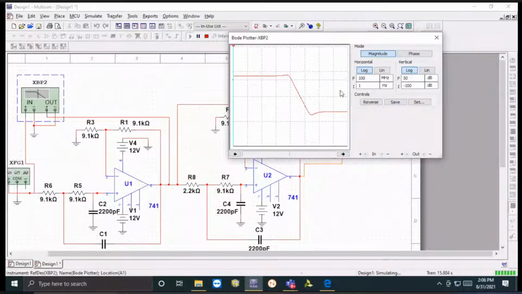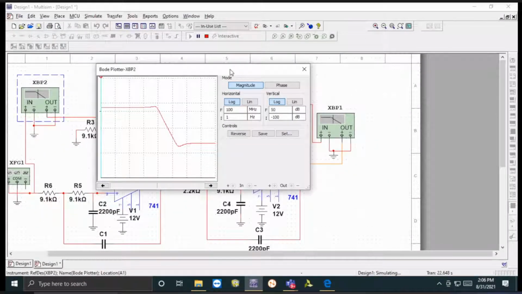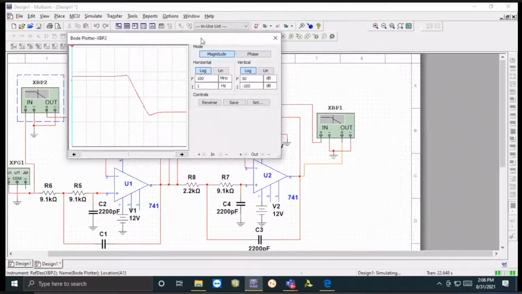So we can see the response here, right? We have the box that will indicate the graphical view. This is the graphical view for the first one. You can see XBP2, this one.